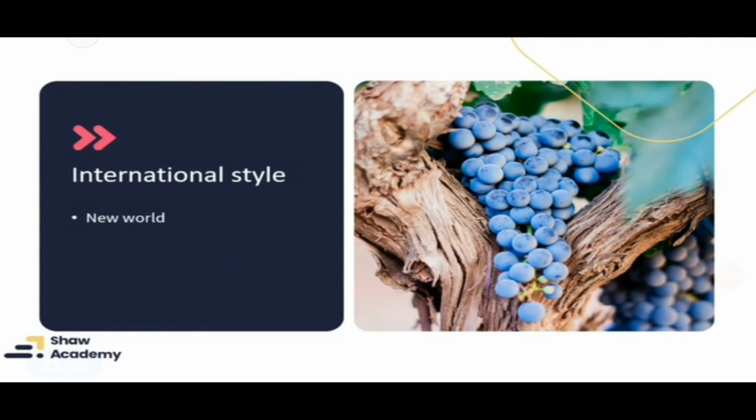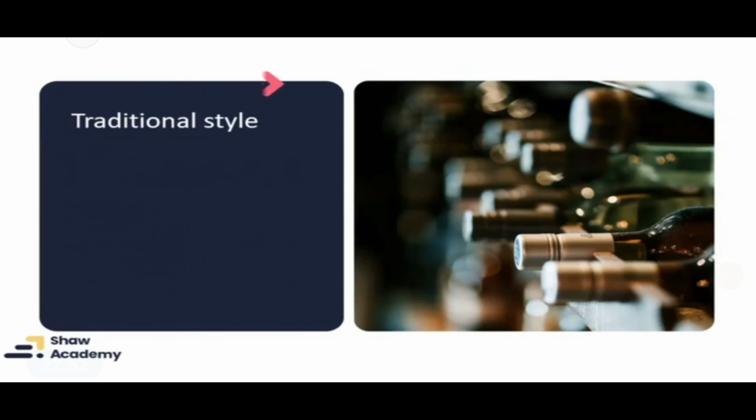The international style is commonly found in New World areas such as the United States. Merlot grapes intended for this style are harvested later and therefore riper. They will be more full-bodied and they will have a higher alcohol. Compared to the traditional style, which we will be using as this example, it is more medium-bodied. This is how it's made in Bordeaux, France.